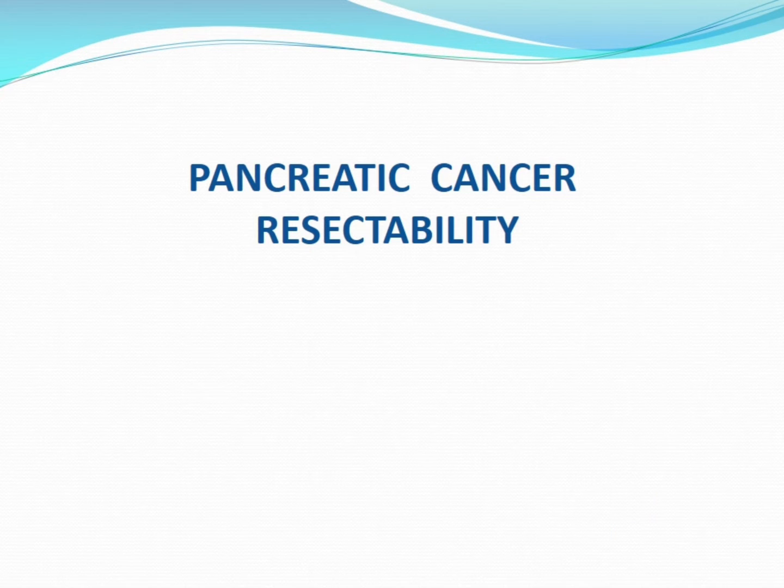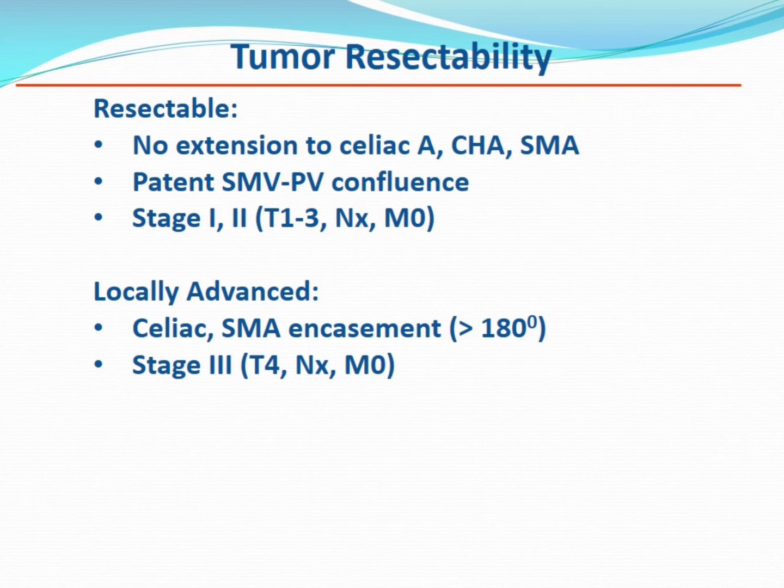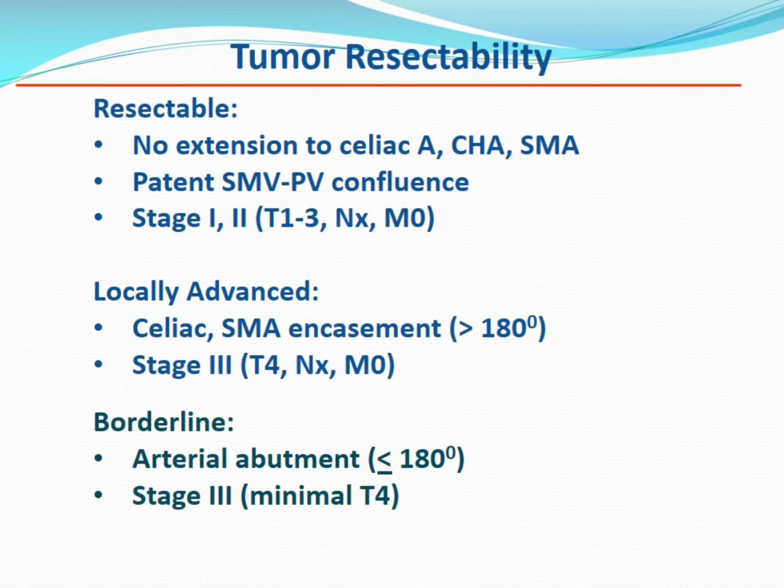Pancreatic cancer resectability. Before embarking on pancreatic surgery, tumor resectability is best determined by using a pancreatic protocol CT or pancreatic protocol MRI for better assessment of resectability. The tumor may be resectable, locally advanced, or borderline. In a resectable tumor, there is no extension to the celiac axis or the superior mesenteric artery, with a patent superior mesenteric vein portal vein confluence.